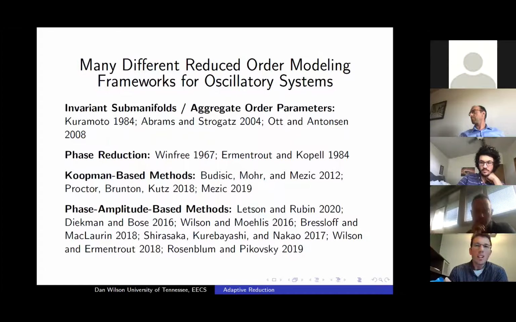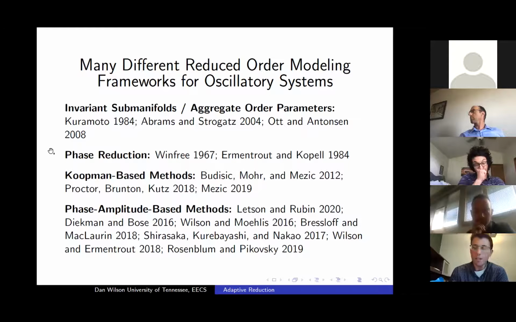So to start out, there are a lot of different strategies that have been developed over the years for reduced order modeling of oscillations. I think one of the most elegant is that if you can find an invariant submanifold or an aggregate order parameter, think for instance of the Kuramoto model and the Kuramoto order parameter, although there have been a lot of more recent instances of this, you can take a big population of oscillators and represent them with a couple ordinary differential equations. The trouble is that it's really difficult to find invariant submanifolds, so oftentimes you have to use other methods.